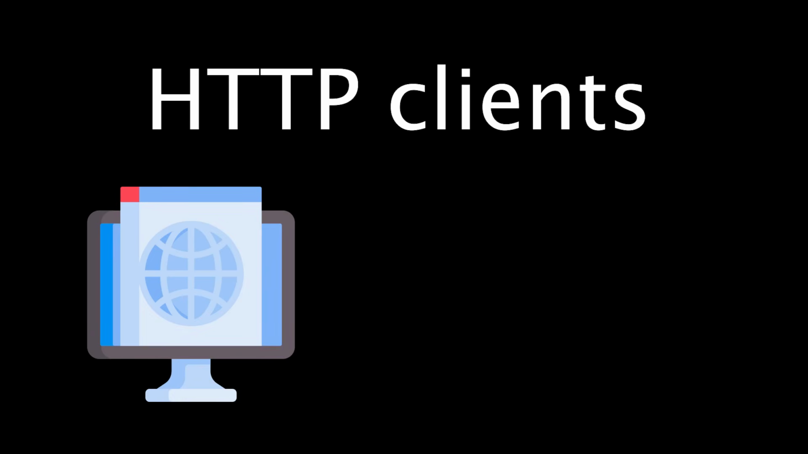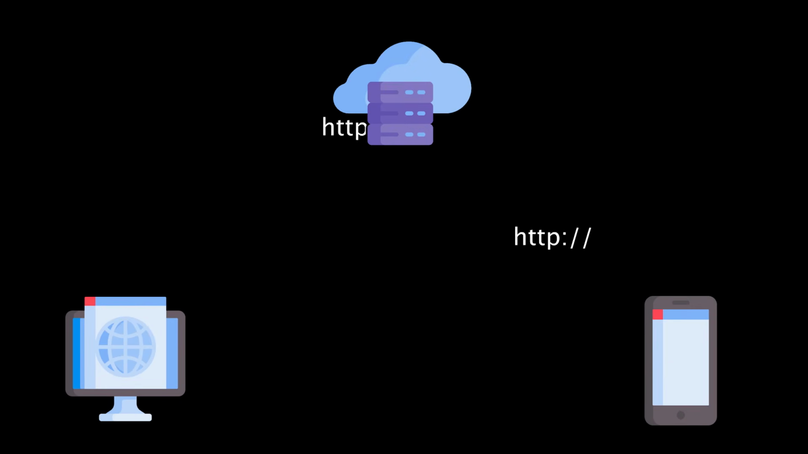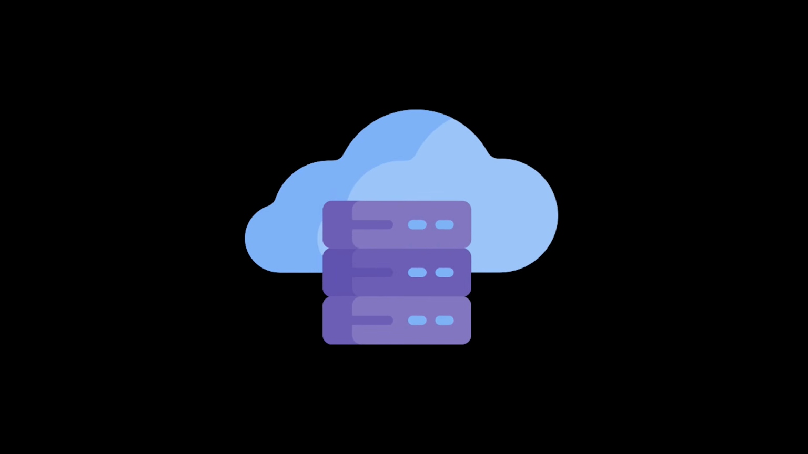Clients are things like web browsers or mobile apps. They make HTTP requests to a server to send and receive data, and the server sends a response. It always works this way. The server just sits there waiting for an HTTP request. When one comes in, it responds.